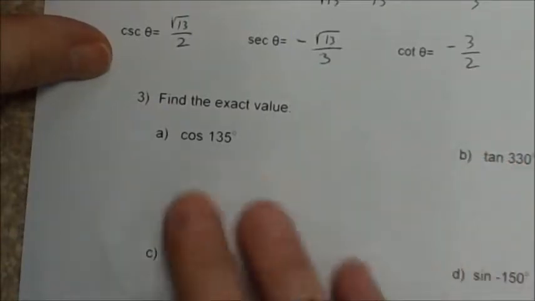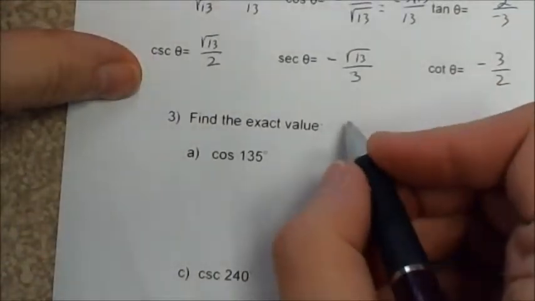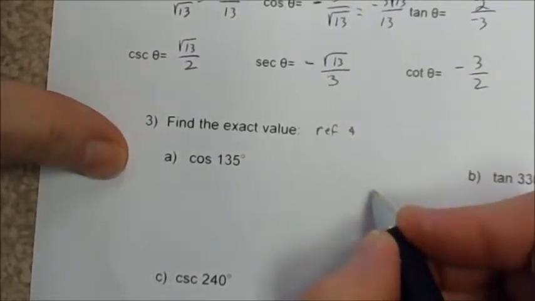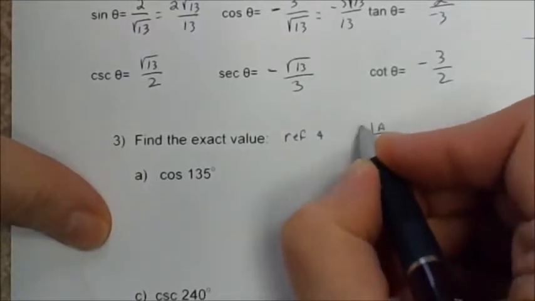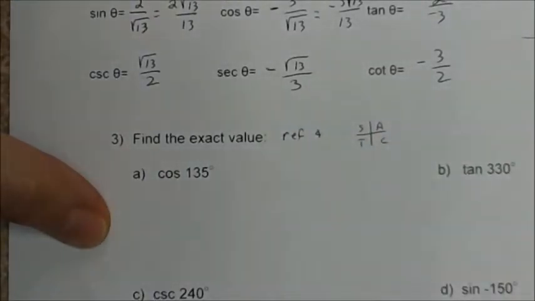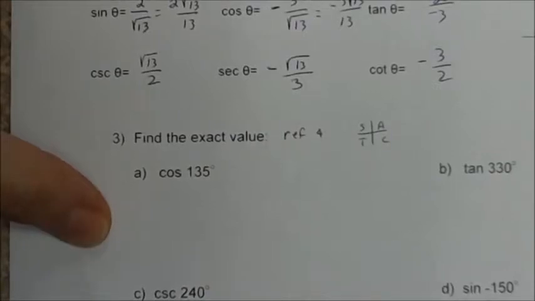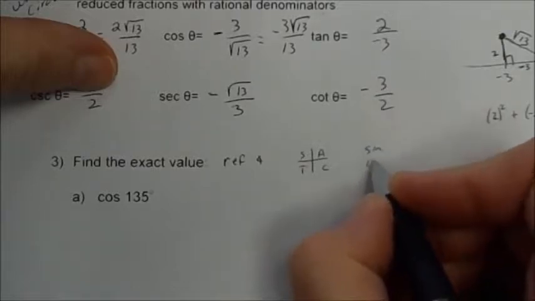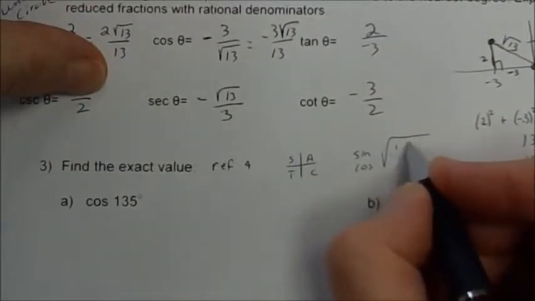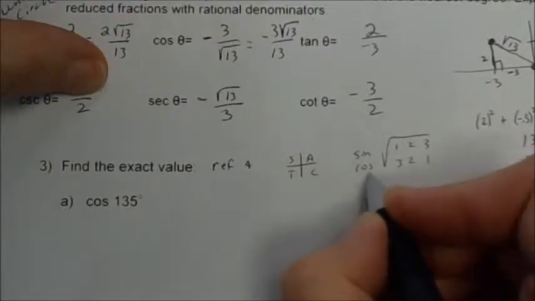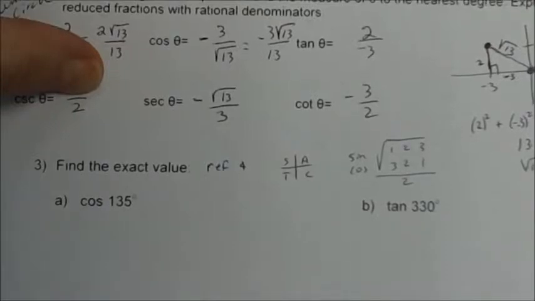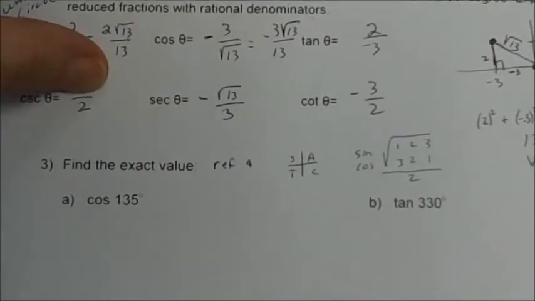Now we have some examples of problems that are not in quadrant 1. They require a reference angle. And they require "all students take chemistry" to see if they're positive or not. And then they require either the trick, being sine, cosine of 1, 2, 3, 3, 2, 1 all over 2, or you can do the 45, 45, 90, or the 30, 60, 90.